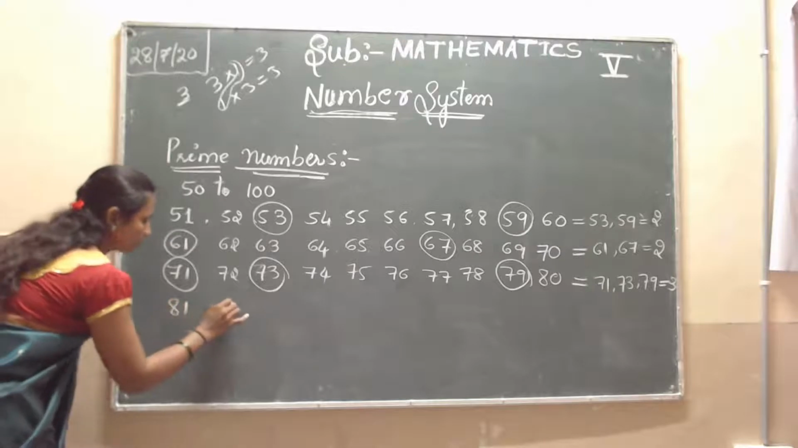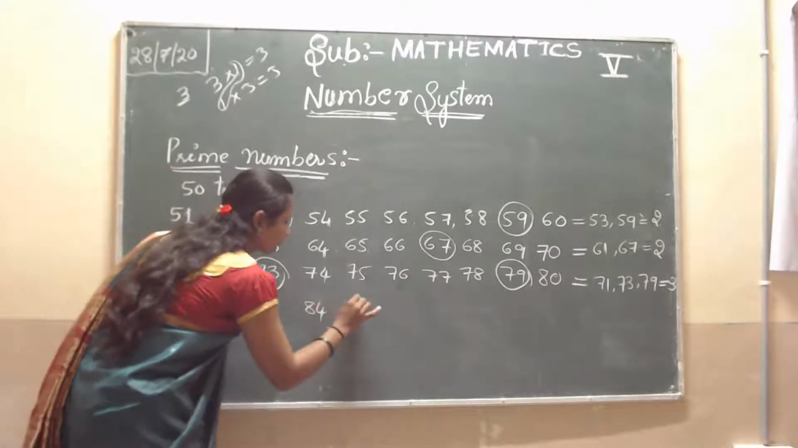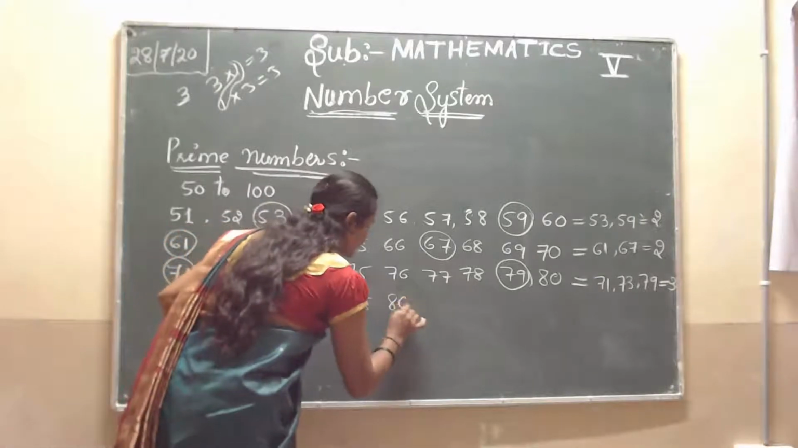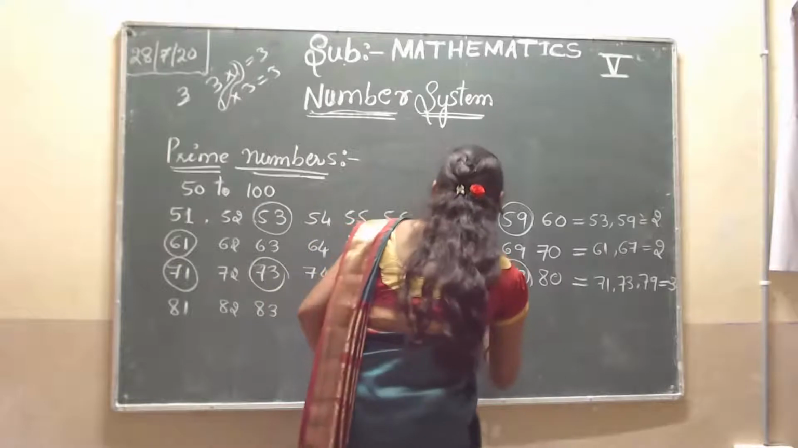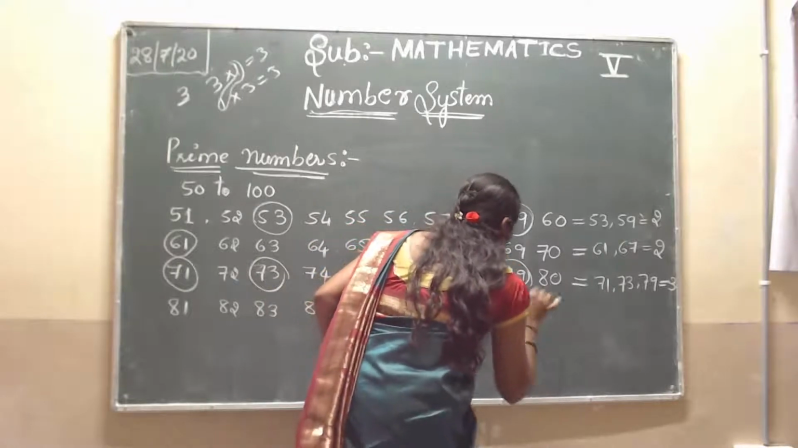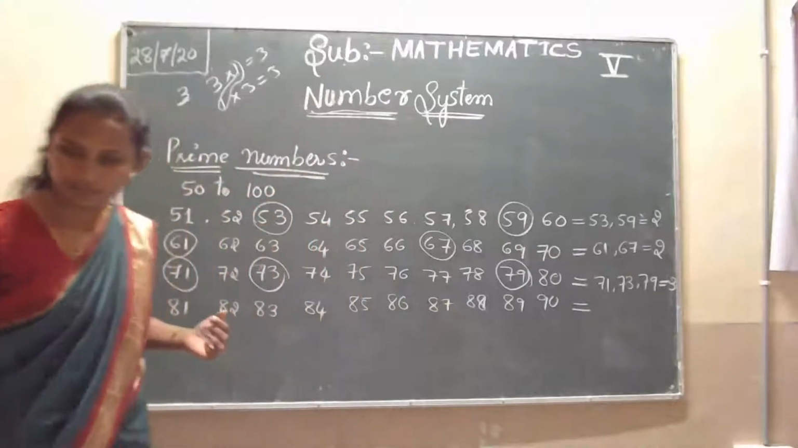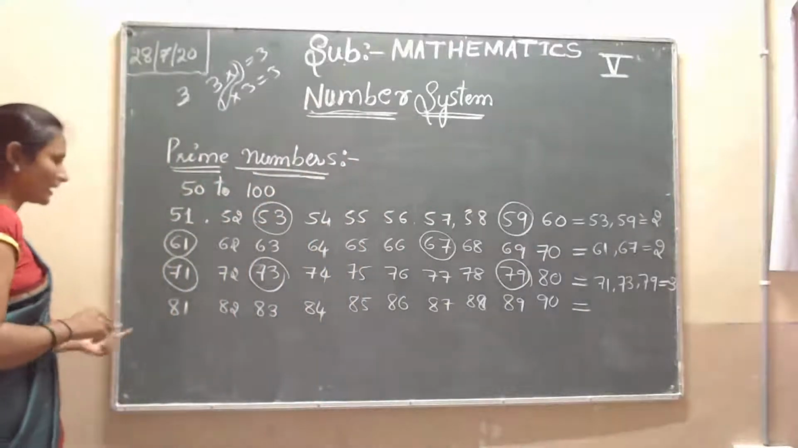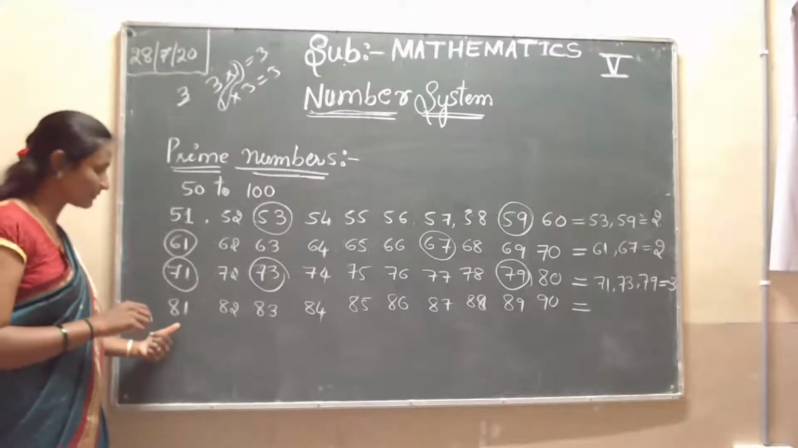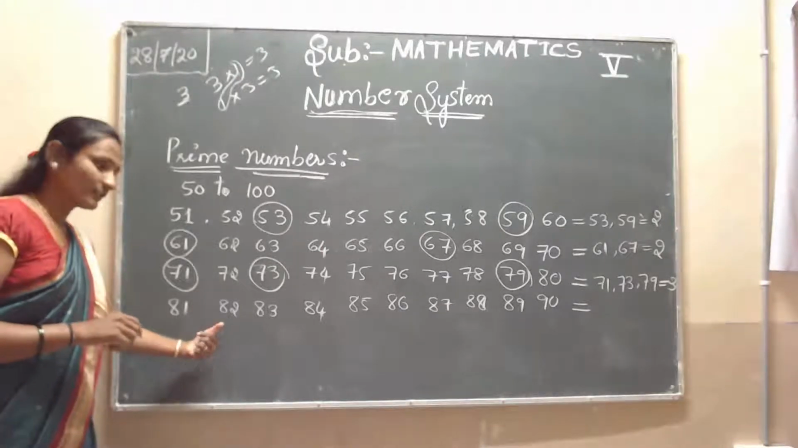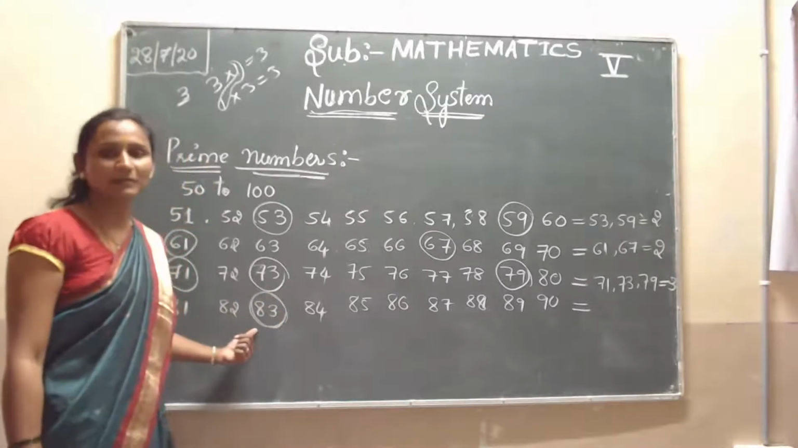Yes, 81 to 90: 84, 85, 86, 87, 88, 89, 90. Students, 81, no, because it is divisible by 3, it has a factor of 3. 83 has only 2 factors because it is a prime number.